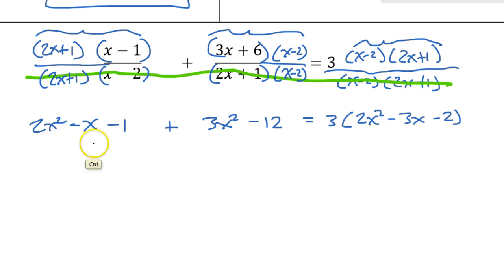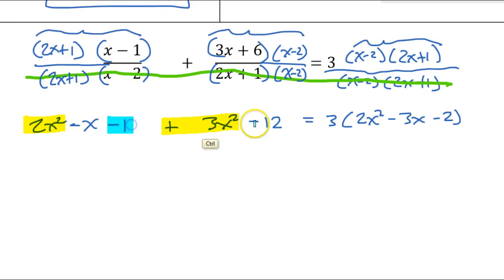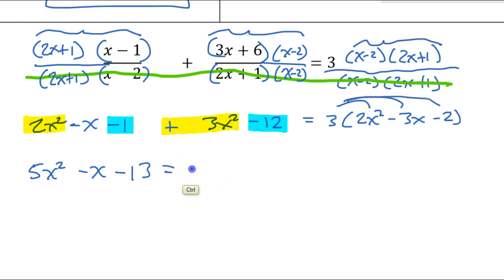Okay, so on the left-hand side, I'm going to combine some like terms here. I've got the 2x squared and the 3x squared. Those are like terms. And I've got the minus 1 and the minus 12. Those are like terms. So putting those together, I will have 5x squared minus x minus 13 equals. And over here, I need to do the distributive property. That's going to give me 6x squared minus 9x minus 6.